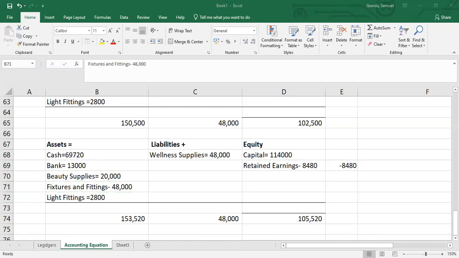It has balance, I can see. Pardon? It has balance, it has balance. Yeah, it has balanced. Now, I wish to say something here.